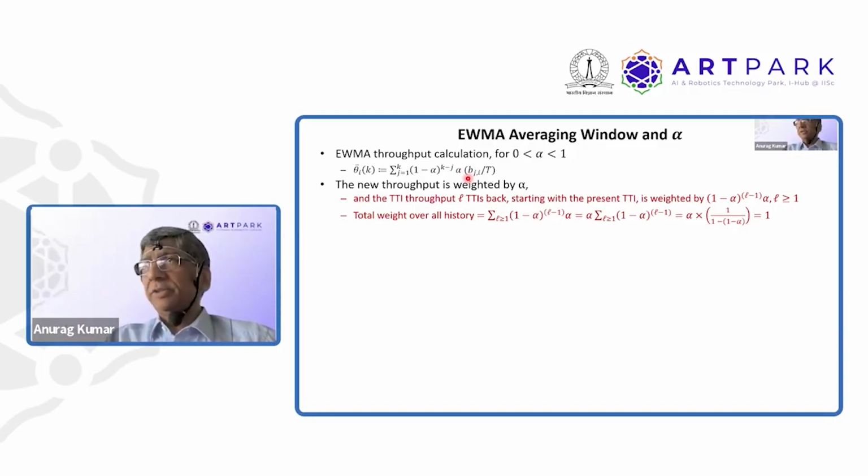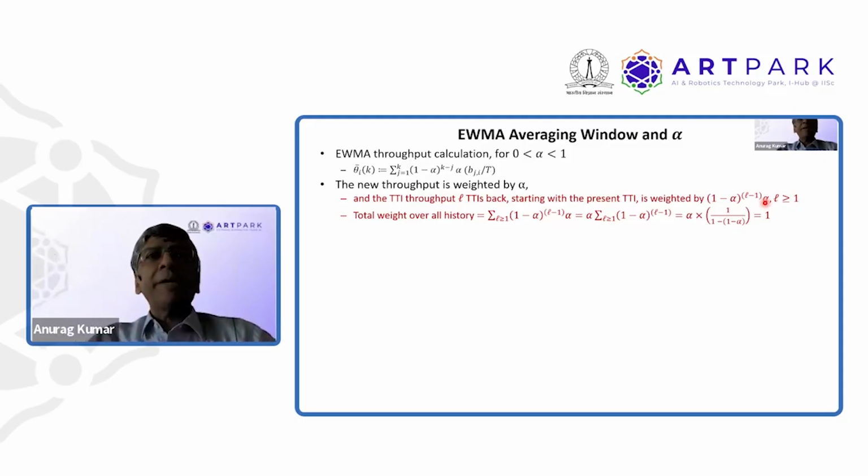Let's suppose I asked the question, what is the weight I gave to a history 10 steps back? You see here, the current sample was given the weight alpha. The history 2 steps back was given the weight 1 minus alpha times alpha. The history 10 steps back was given 1 minus alpha to the power of 9 times alpha. The history is getting less and less weight as you go back.